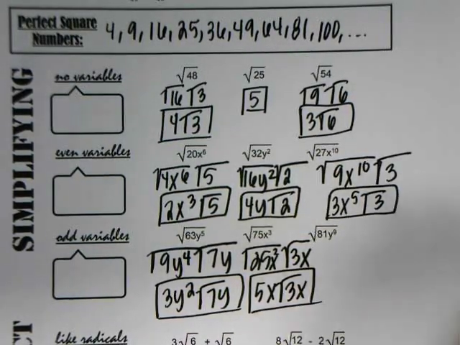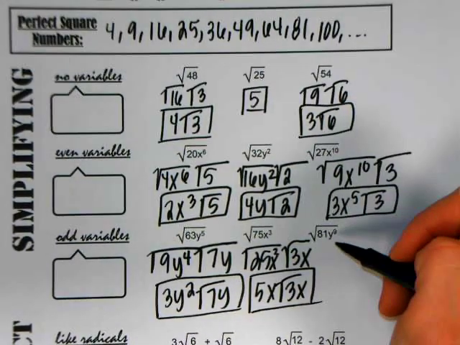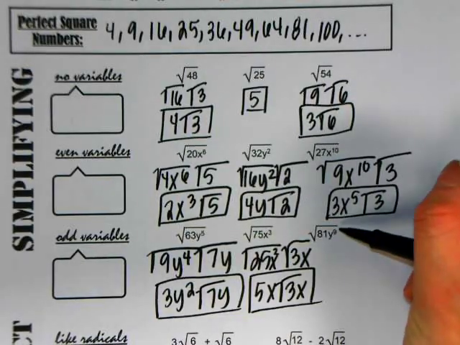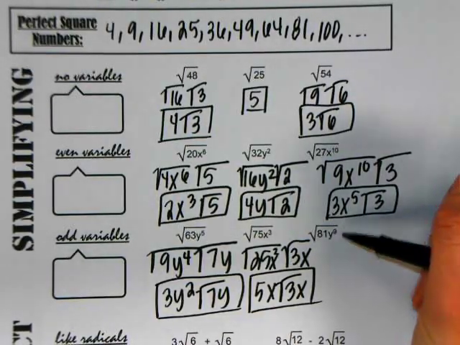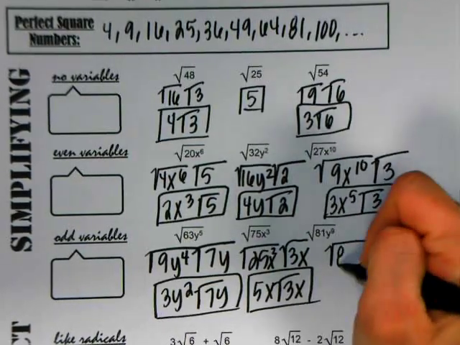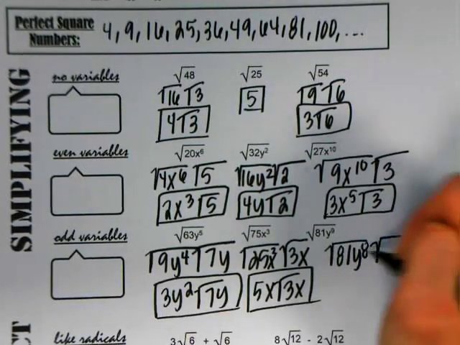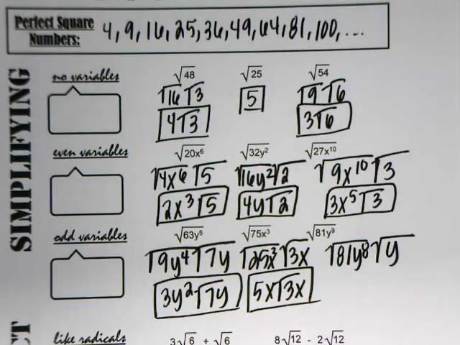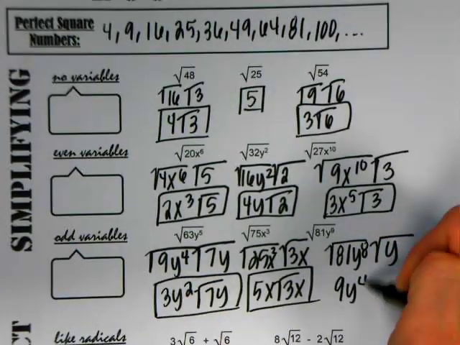Then 81y to the 9th. 81 is already a perfect square number. If this exponent was even, we would just take the square root of the whole thing, but it's odd. So you're going to put the whole 81 in the first one and 8 of the y's, and just the single extra y will go in the second one. So I'll have 9y to the 4th, radical y.